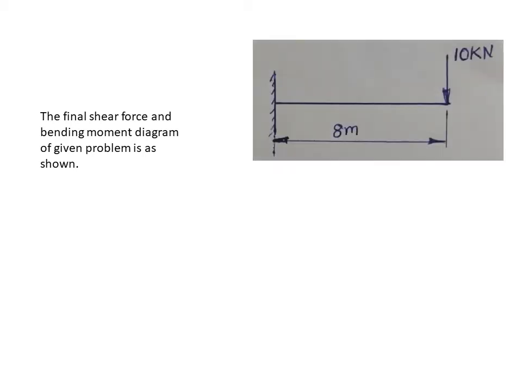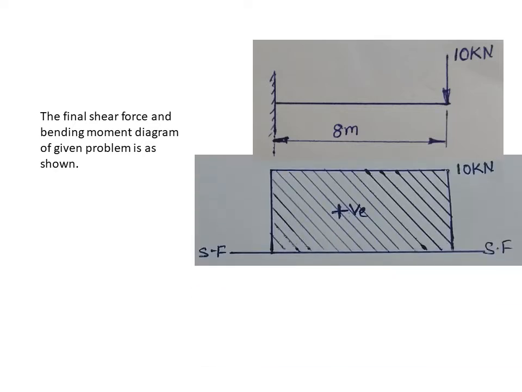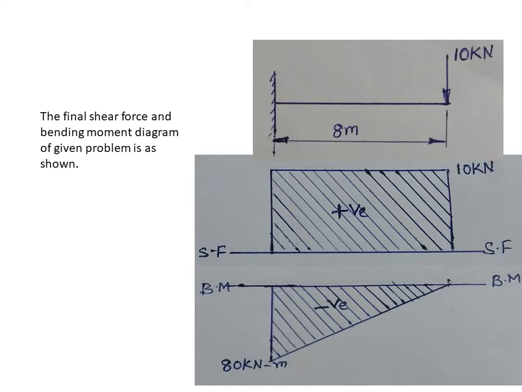Now we see the final shear force and bending moment diagram of the given problem. So this is the given beam. This is the shear force throughout the span. The shear force is 10 kilonewtons. This is the bending moment. The bending moment is varying from 0 to 80 kilonewton meter.